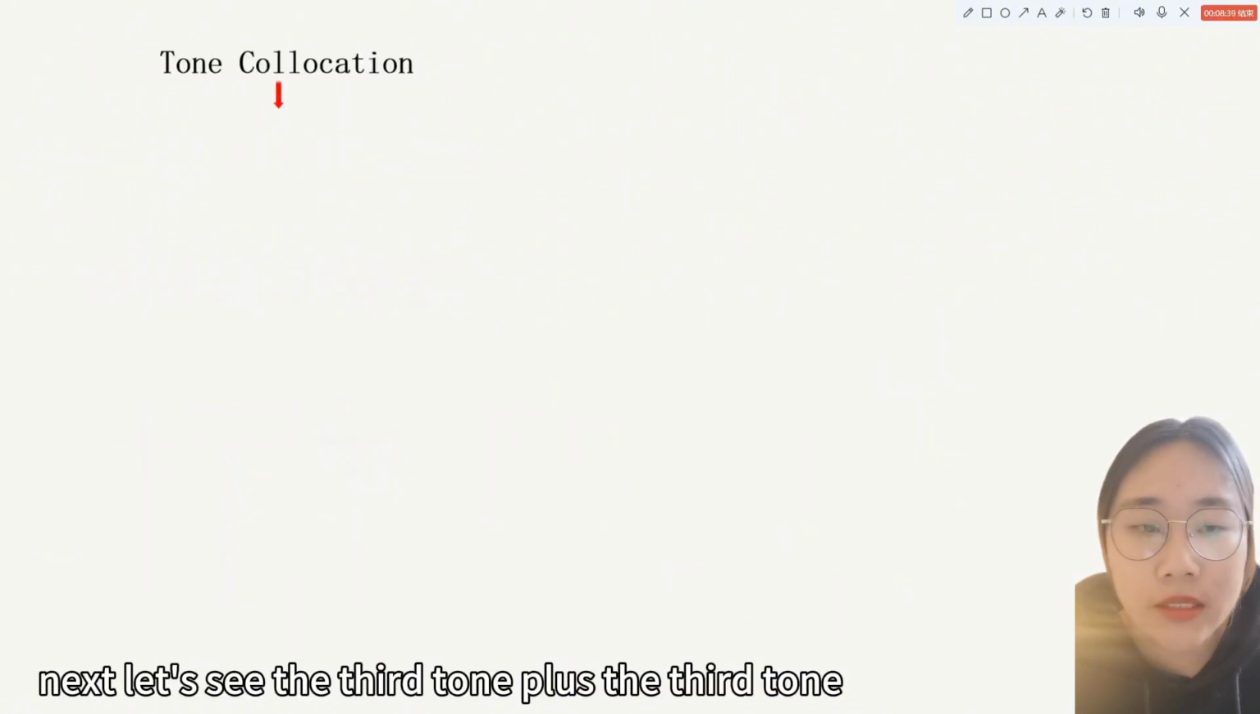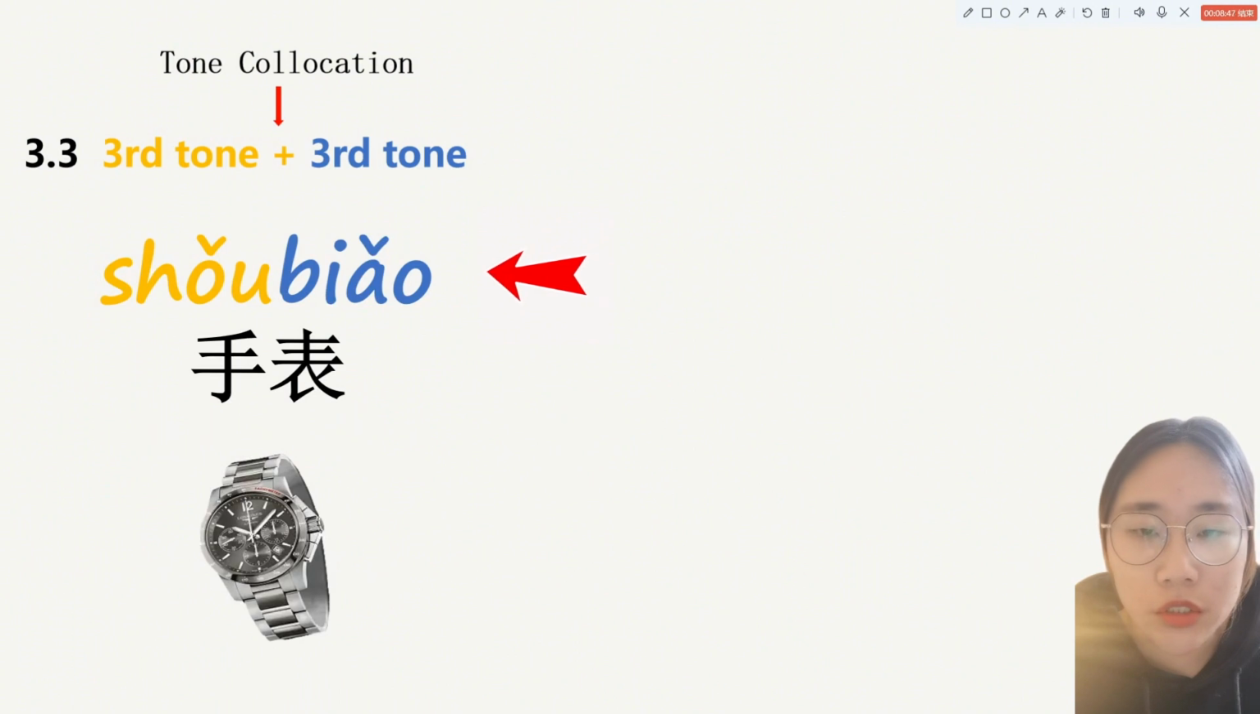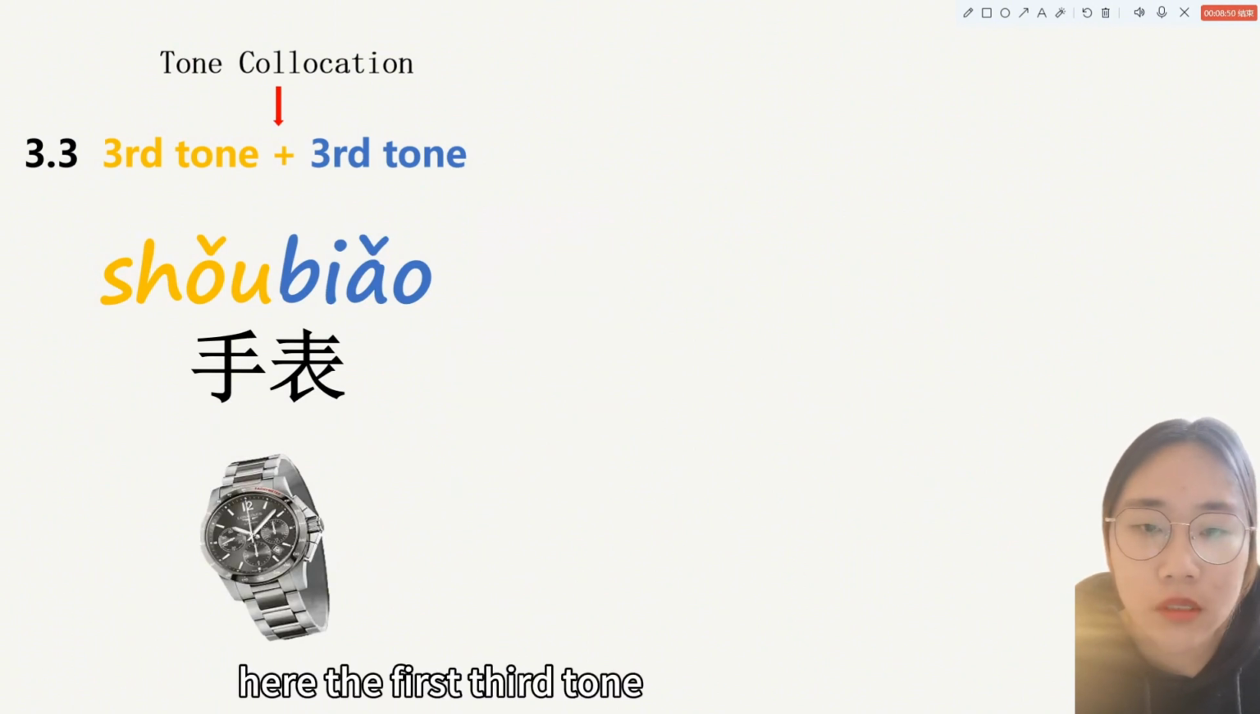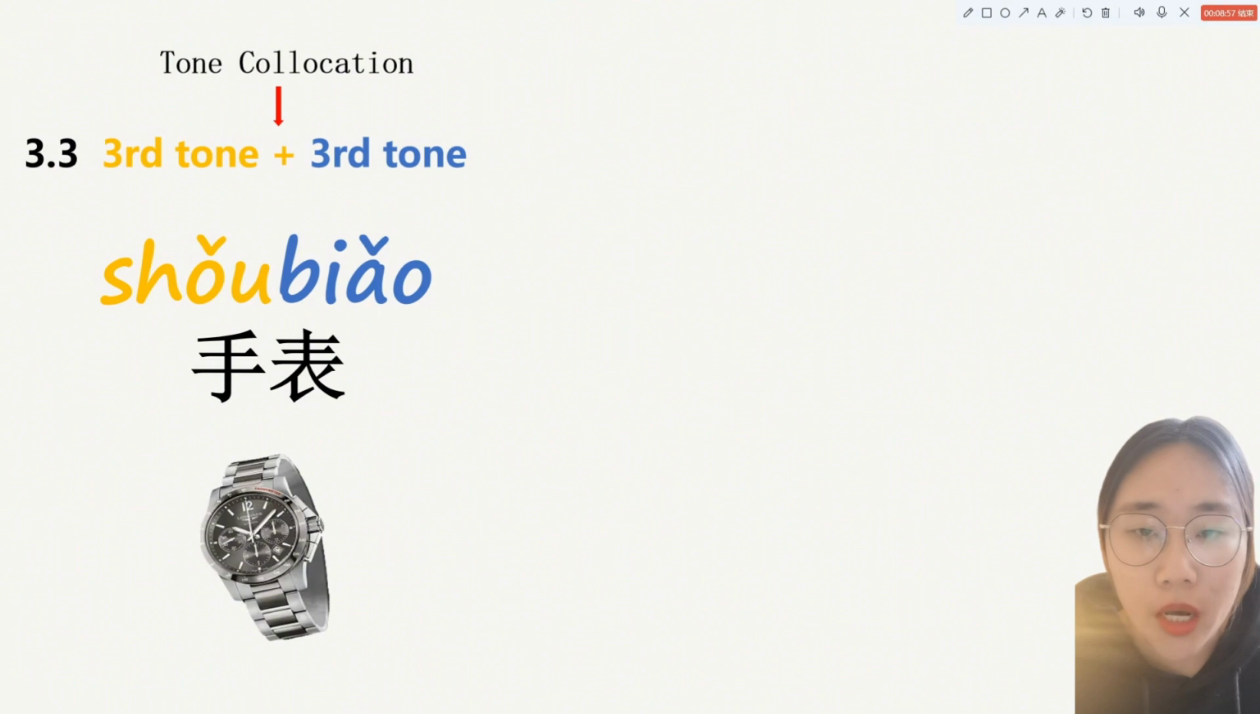Next, let's say the third tone plus the third tone. 手表, 手表, here, the first third tone changed into the second tone. 手表. So we don't say 手表, we say 手表. Understand?